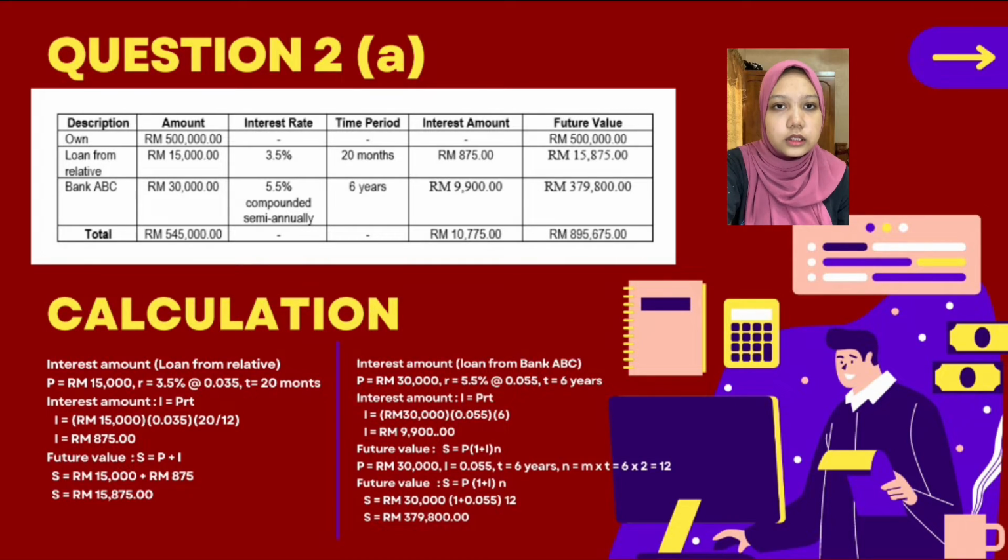Okay, this is question 2. Question 2 is to estimate the amount company NURHIDAYAH needs to start. The first amount is 500,000, which is a loan. Next is a loan from a relative, 15,000 ringgit.